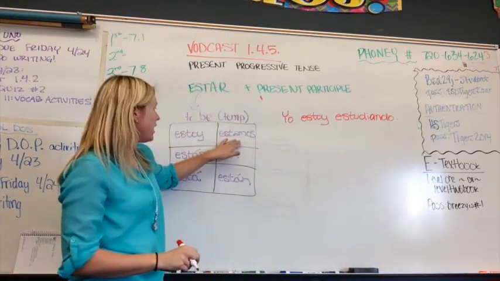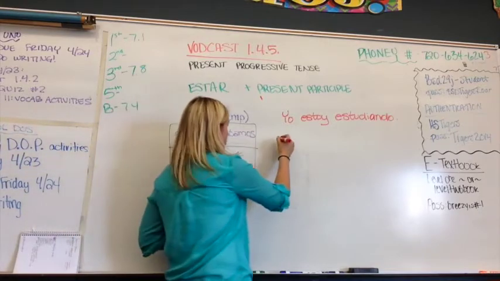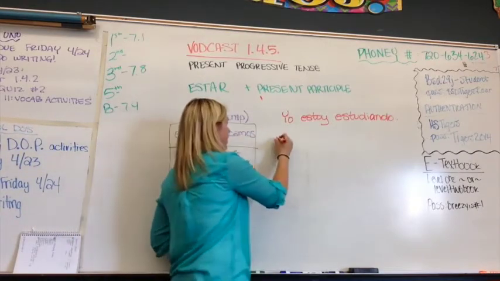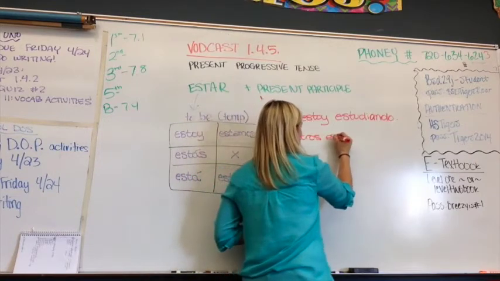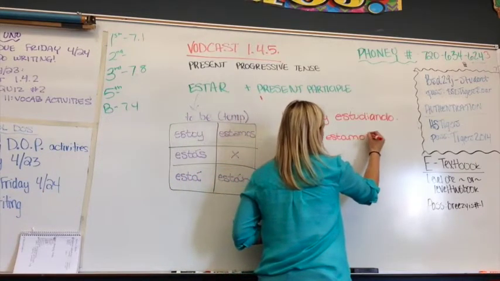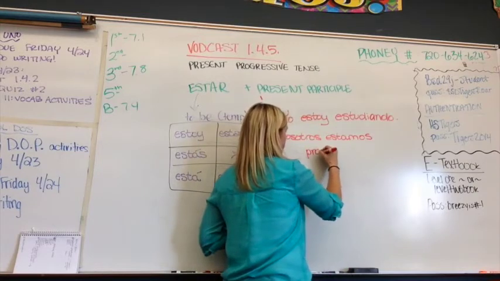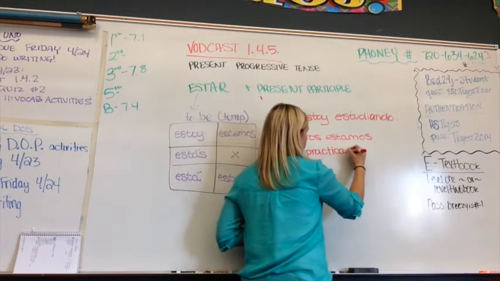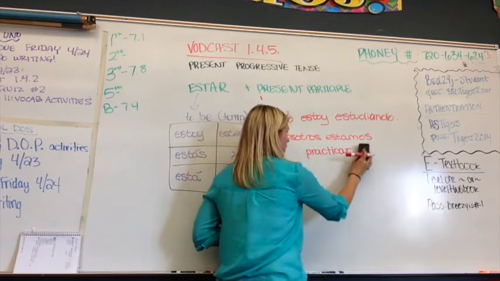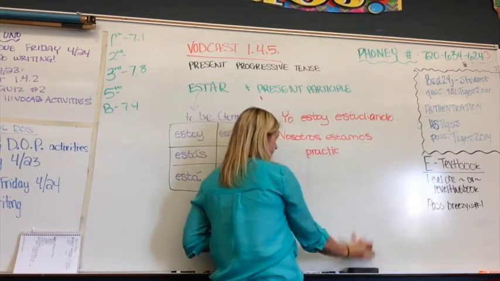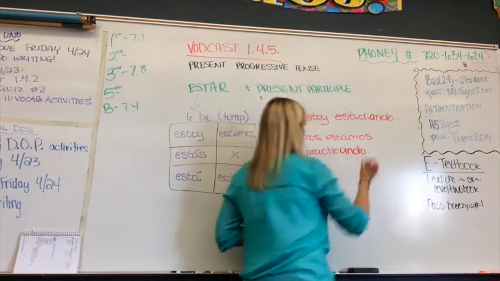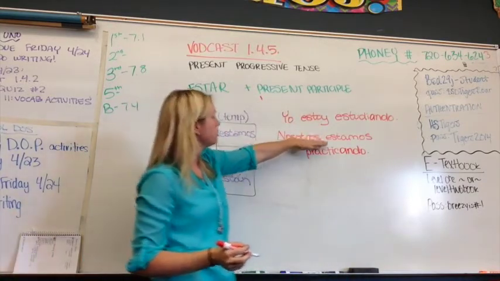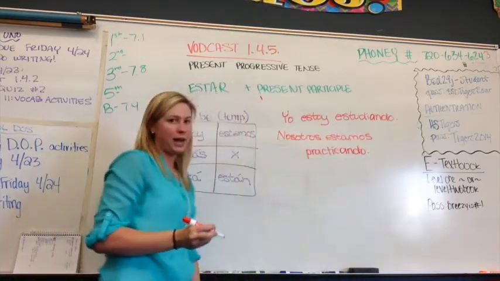What about we are practicing Spanish? We are is nosotros estamos. To practice is practicar. Again, we're going to drop the AR from the infinitive and add ando. Practicando. So here's our whole sentence. Nosotros estamos practicando.